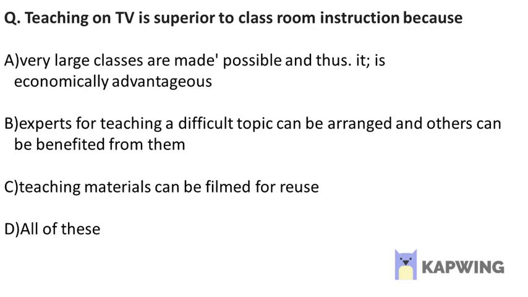Teaching on TV is superior to classroom instruction because: option A, very large classes are made possible and thus it is economically advantageous. This is correct. B, an expert for teaching a difficult topic can be arranged and others can benefit from them. That is also correct, because sometimes in rural areas it is very difficult to travel. Simple thing is, if the expert stays in Delhi and has to deliver a lecture in Chennai, then for a 1 hour lecture he must travel at least 6-7 hours by aeroplane. So it is not feasible for an expert, and it is easy to arrange an expert through TV.